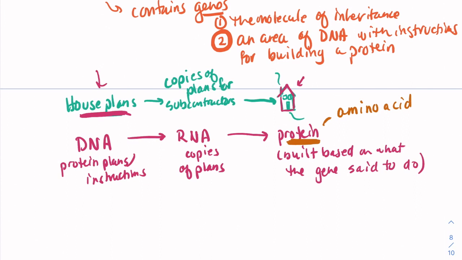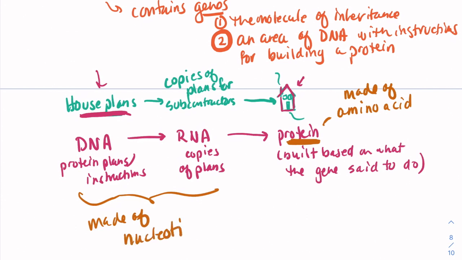Probably heard that. I know you've heard this term before. This is review. So they are made of amino acids, whereas DNA and RNA are not made of amino acids. They're made of nucleotides. And nucleotides are not the same thing as amino acids. So the cell doesn't take the RNA made of nucleotides and fold it into a different shape and say, poof, it's a protein. No, it actually reads what the RNA says.